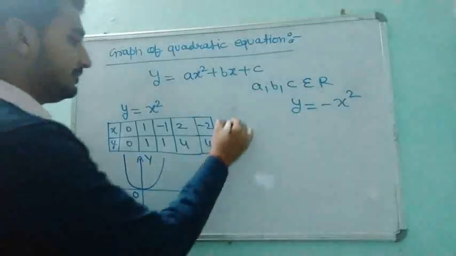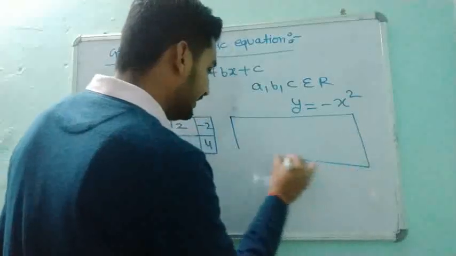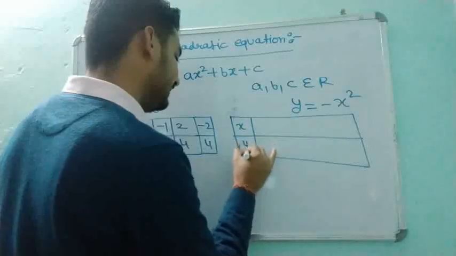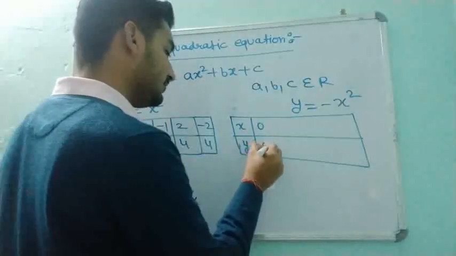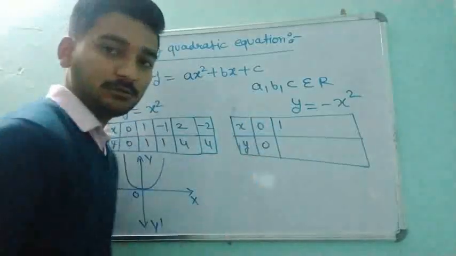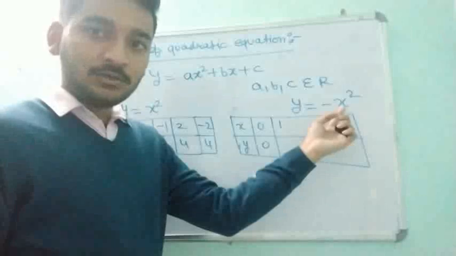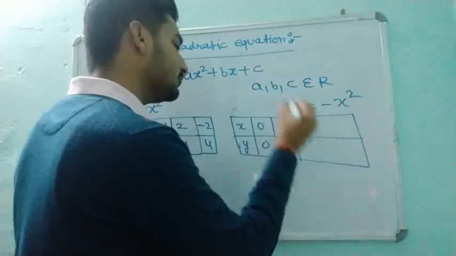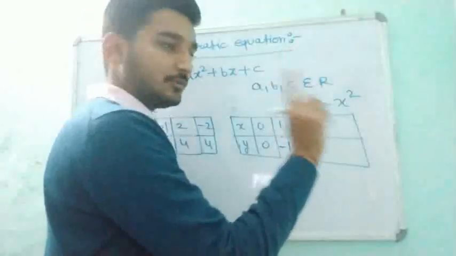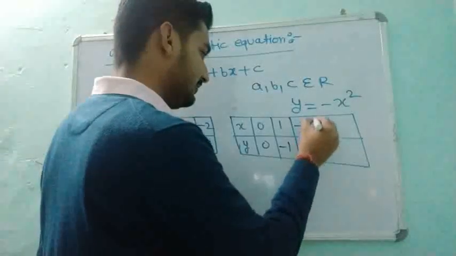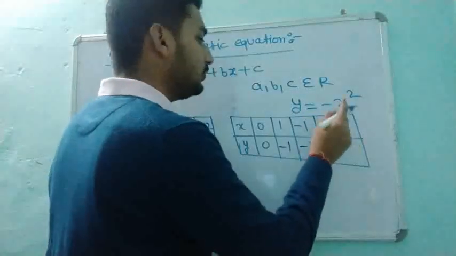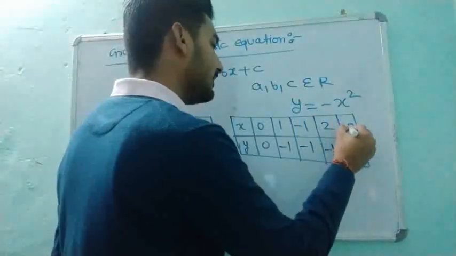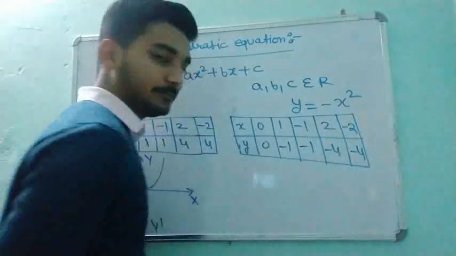Similarly for this equation, if we make a table for different values of x, we get different values of y. Here we have x and y. If we put x equals 0, 0 square is 0. If we put x equals 1, here we have 1 square, that is 1 only, but outside there is a negative, so this is minus 1. If you put x equals minus 1, minus 1 square is 1, positive, but outside there is a minus, so it gives minus 1. Same thing for 2: 2 square is 4, but outside negative, that is minus 4. And similarly for minus 2, this is minus 4.